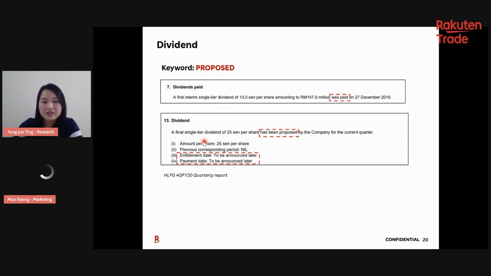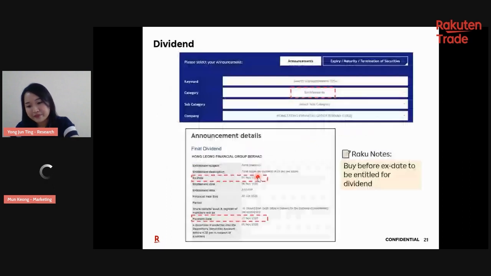So in item 13, the company says that a dividend of 25 cents per share has been proposed by the company, right? And then with entitlement date and also payment date to be announced later. So with this, I would like to highlight again, how do you get those X date, entitlement date, and also payment date? Just go to Bursa announcement, search for entitlement. This will show you what is the subject, final dividend, how much, where's the X date, and also the payment date. So remember, buy before X date so that you will be entitled for the dividend. Okay.